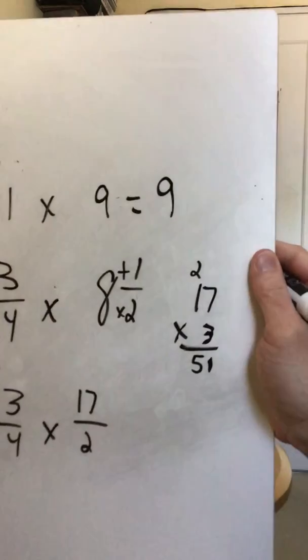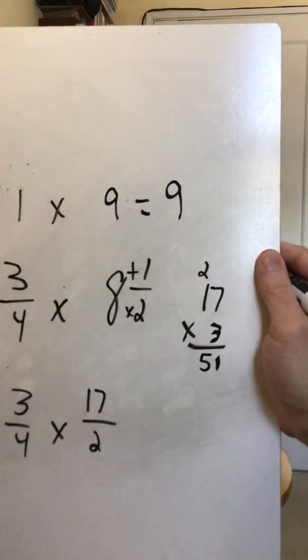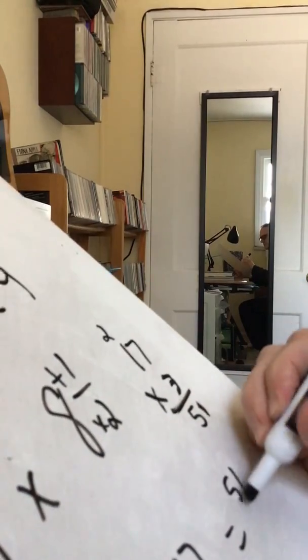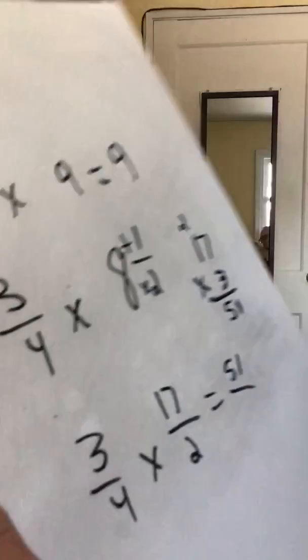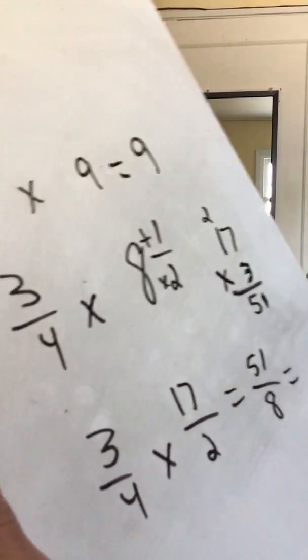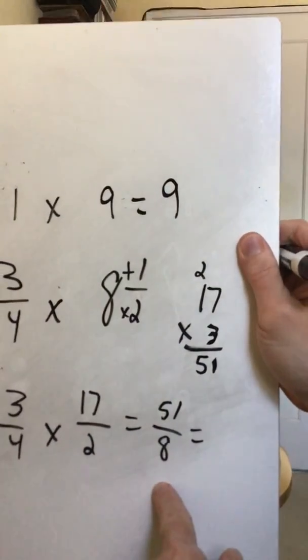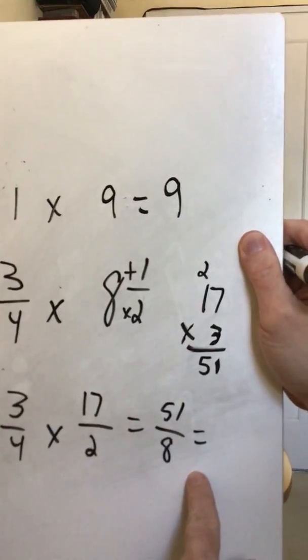3 times 7 is 21, carry the 2. 3 times 1 plus 2 is 5, so that's 51 over, our denominator is 4 times 2, so that's 8. But now we have an improper fraction. What we need to do is convert that back to a mixed number.